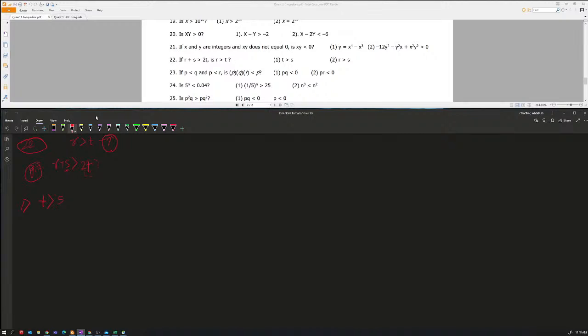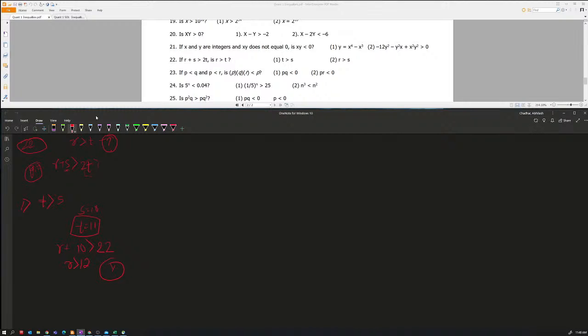So let's take one example. Let's take s equal to 10, and t is greater, so t is equal to 11. In that case, r plus 10 is greater than 2 into 11, which is 22, and so we get r is greater than 12. So r is greater than 12, t is 11, so definitely r is greater than t here. So we get a yes answer.